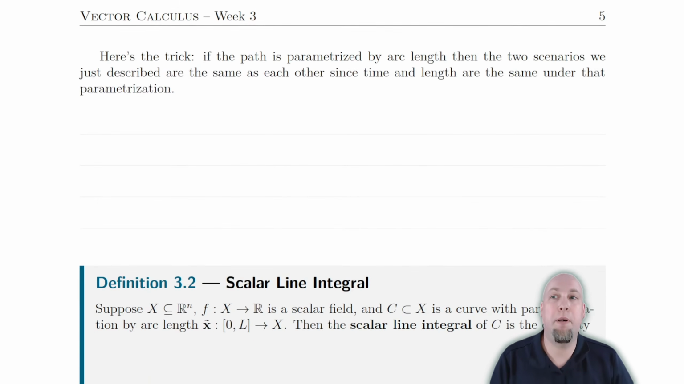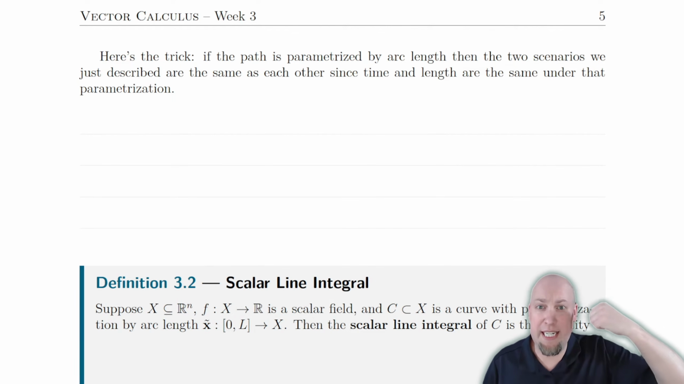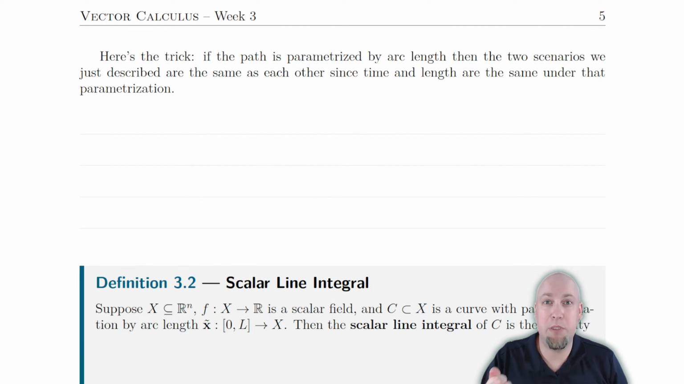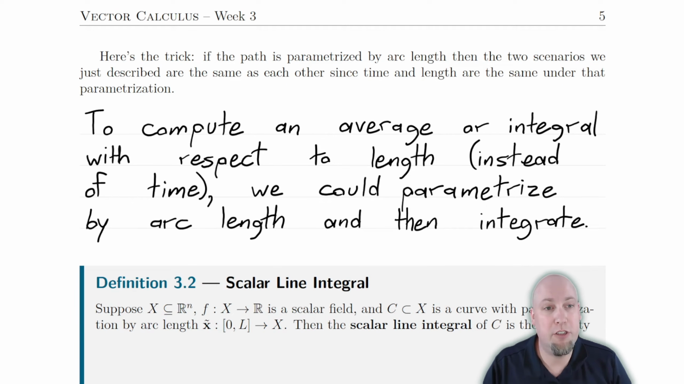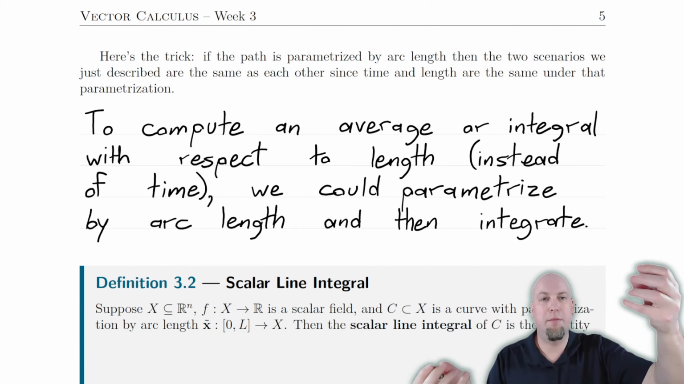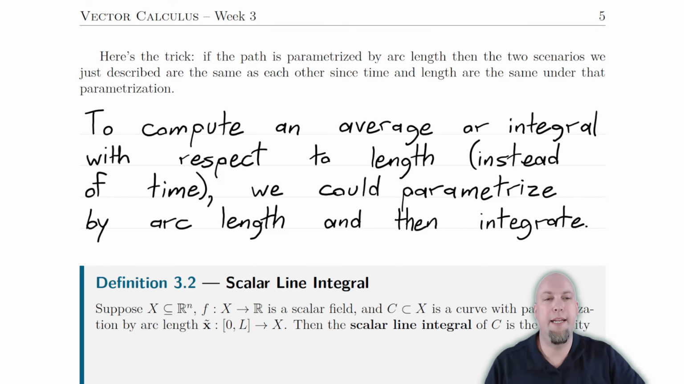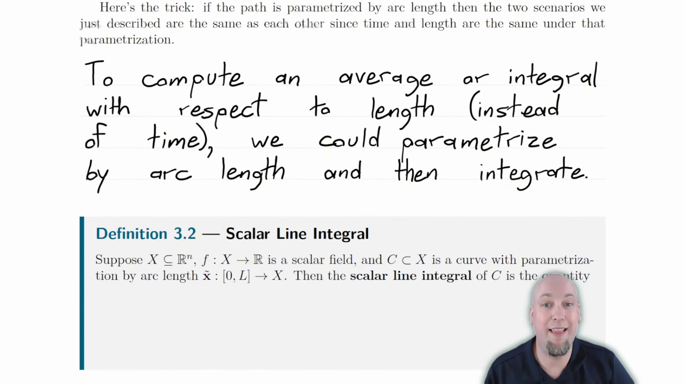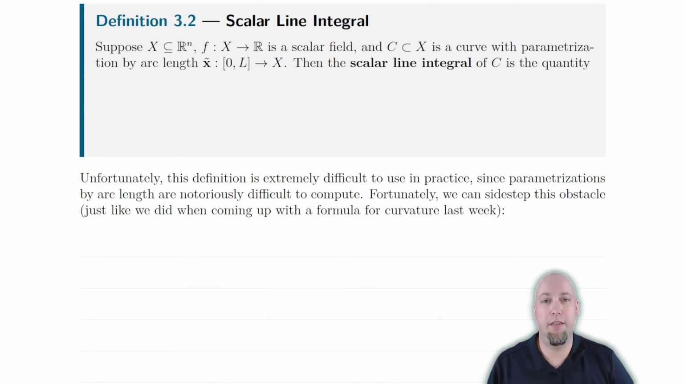Okay, so how could we possibly actually compute this thing? And here's the trick. How we're going to define this precisely is we're going to say, a scalar line integral, it's exactly what we just did, okay? You just integrate the composition of the two functions, except to make it with respect to arc length instead of with respect to time, you just have to make sure that the parameterization you're using is a parameterization with respect to arc length, okay? So you've got whatever your curve is, you want to integrate it, find a parameterization with respect to arc length, and integrate the composition of the scalar field with that. And that's what a scalar line integral is, okay?